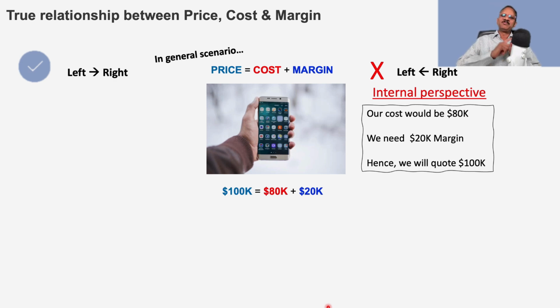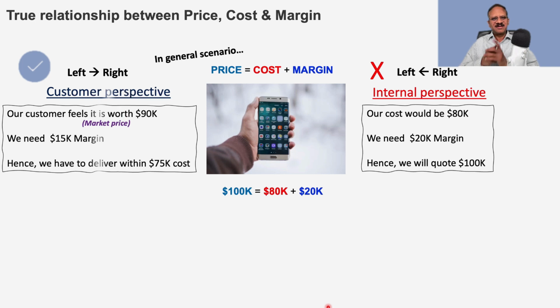You need to follow from left to right. What is the meaning of that? It's like this. Our customer feels it is worth 90K. Our market price, market price means your competitors, so it is worth 90K. And we need 15K margin. We means your organization. You need some 15K margin. So in that case, we have to deliver within 75 costs.